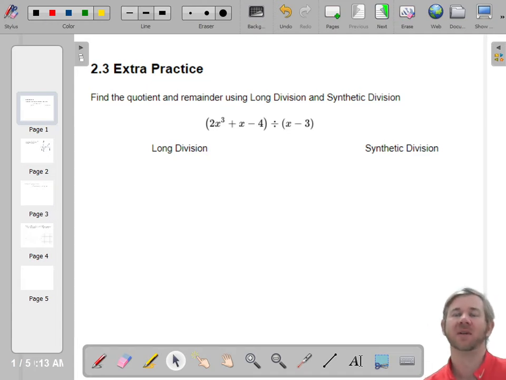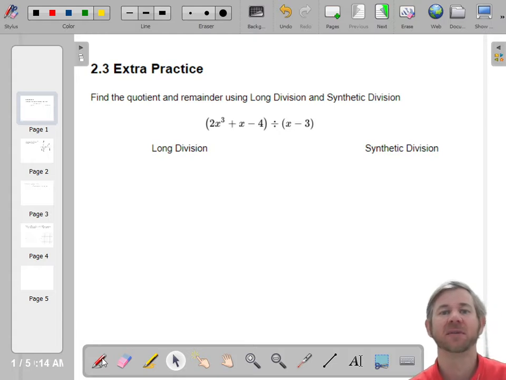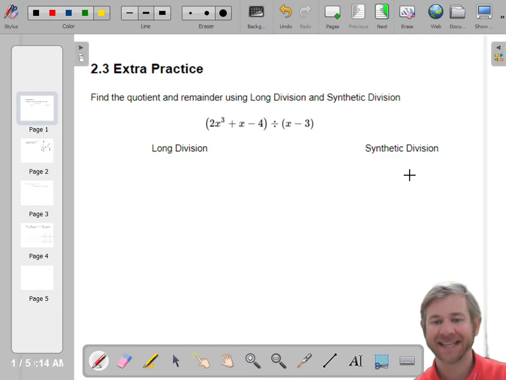Hello everyone, we're going to take everything we've done in 2-3 and put it all together, do a little bit of practice here. The first thing I'm going to do is the same problem two ways. I'll do it with long division and synthetic division, and we'll compare and see how they're related.